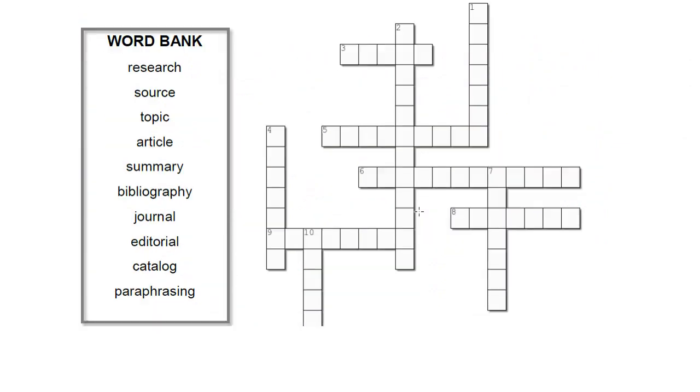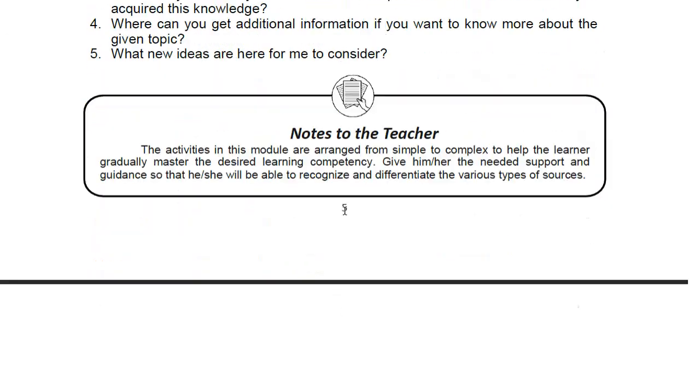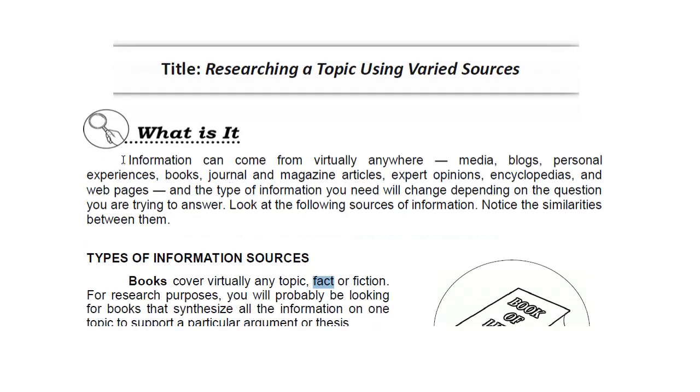So we will skip these parts again. Let us go on with the most important part, the what is it part, entitled Researching a Topic Using Varied Sources. It is mentioned here that we can find many information anywhere.